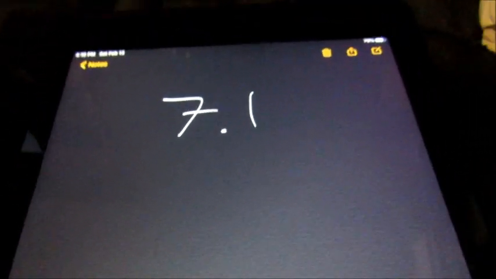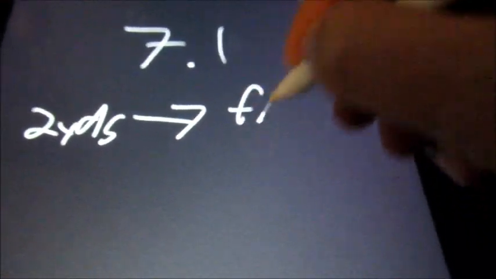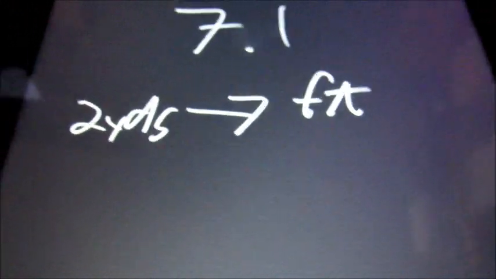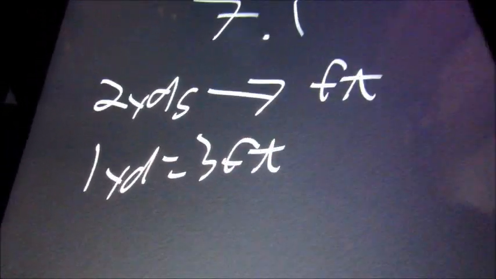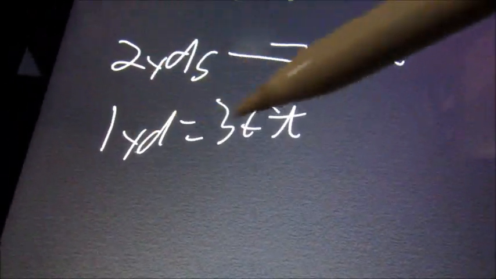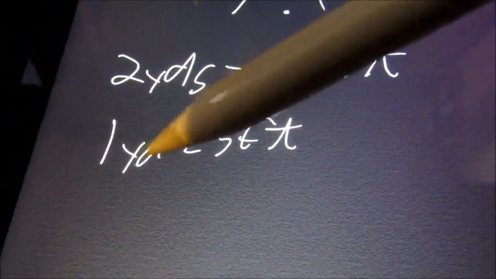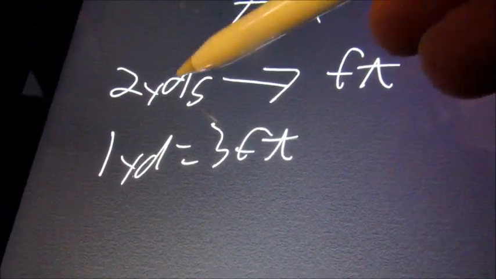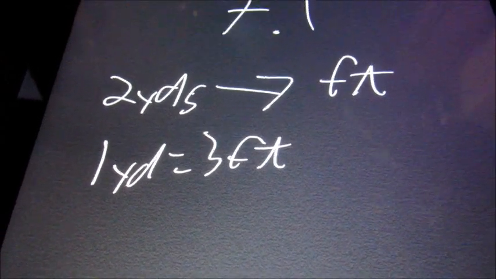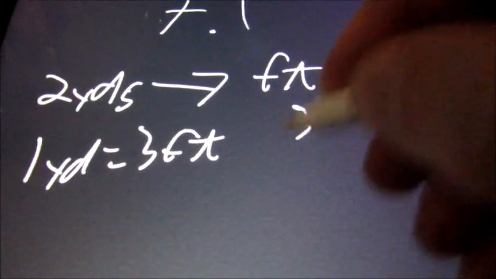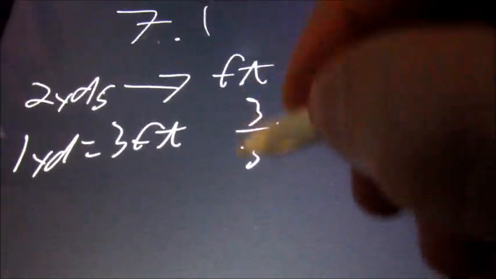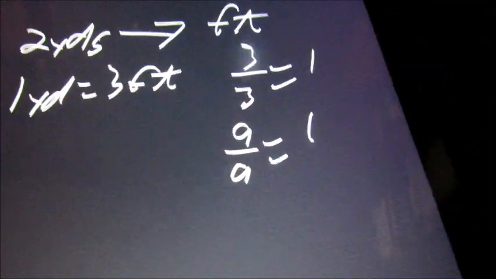So the way we're going to do these, let's say that we start with 2 yards and we need to go to feet. Now, that's what the question is going to ask. Now, our unit conversion was that 1 yard equals 3 feet. So what we're going to do is turn this conversion factor into a fraction and multiply it by what we're given in order to get the units. And we're going to use the fact that 3 divided by 3 equals 1. A divided by A equals 1.